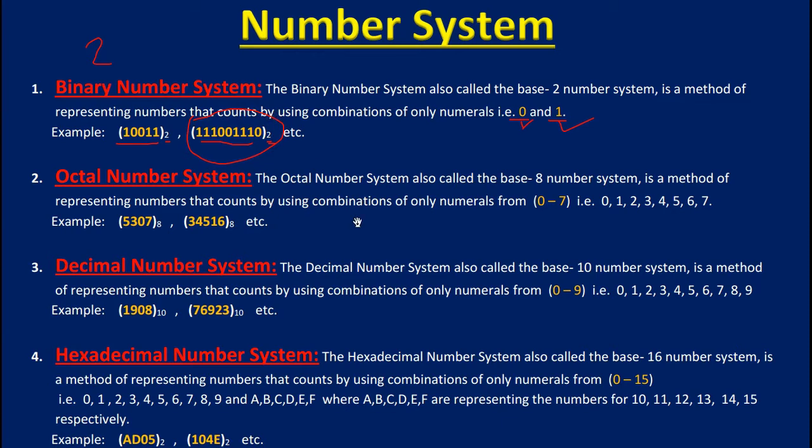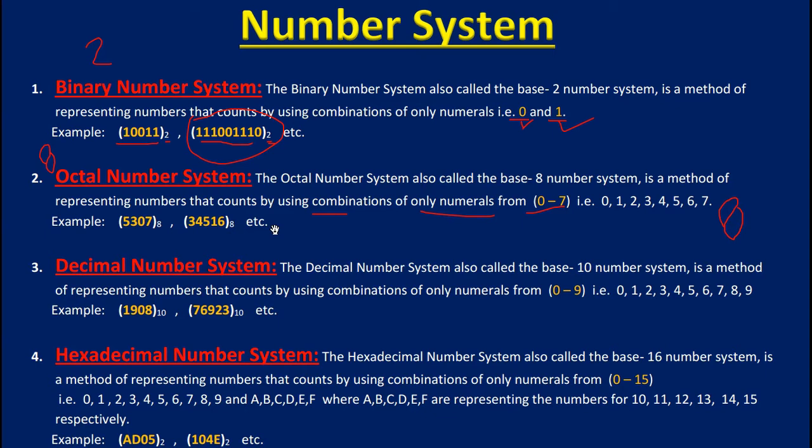Now come to the next one. Second is the octal number system. Here octal means 8. The octal number system, also called the base 8 number system, is a method of representing numbers that counts by using combinations of only the numerals from 0 to 7. If we count the numbers from 0 to 7: 0, 1, 2, 3, 4, 5, 6, 7. Here the total digits are 8. So this is called the octal number system.